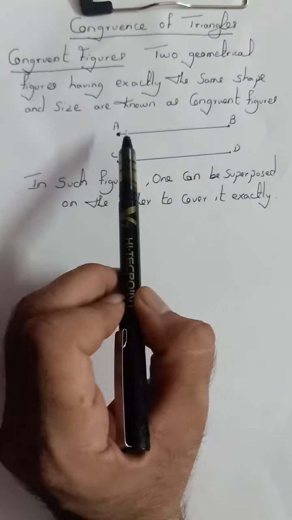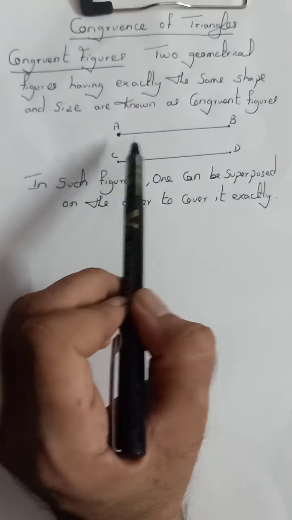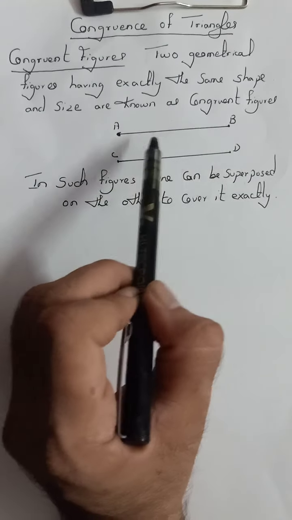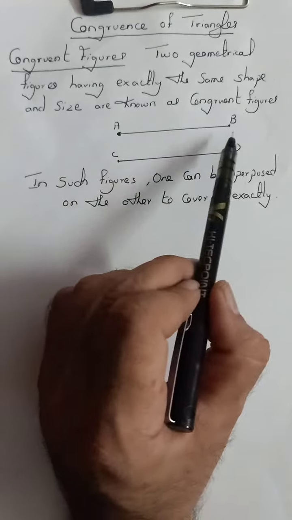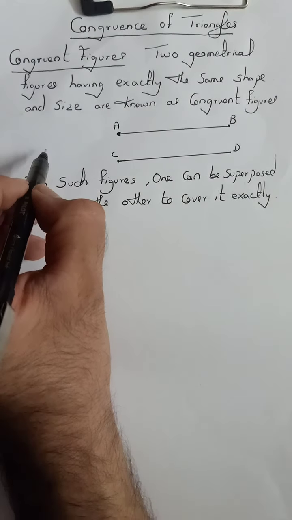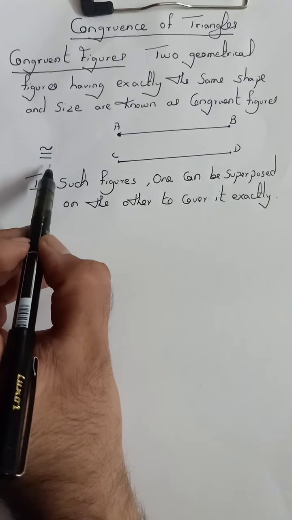Now here I have drawn two line segments AB and CD. These two line segments are congruent because they have the same length. When they have the same length, then we can say this is a congruent figure, and the sign which represents congruency is this one. This is the sign for congruency.